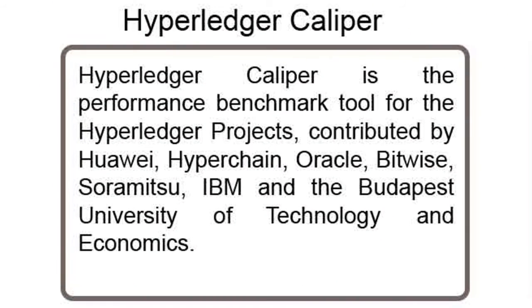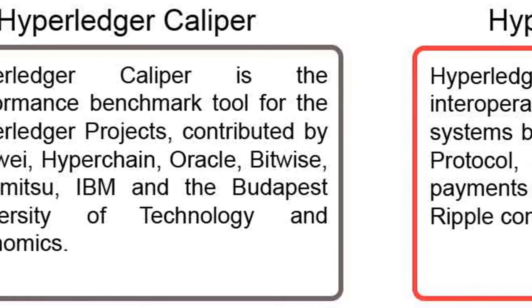Then we have Hyperledger Caliper. As the name suggests, this is a performance-based tool. This helps you to benchmark your ledger or projects which you are working with. This is contributed by Huawei, Hyperchain, Oracle, Bitwise, Soramitsu, IBM, and the Budapest University of Technology and Economics.